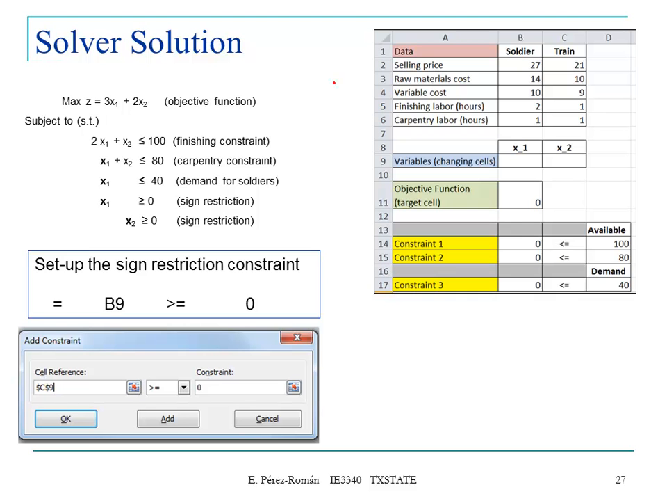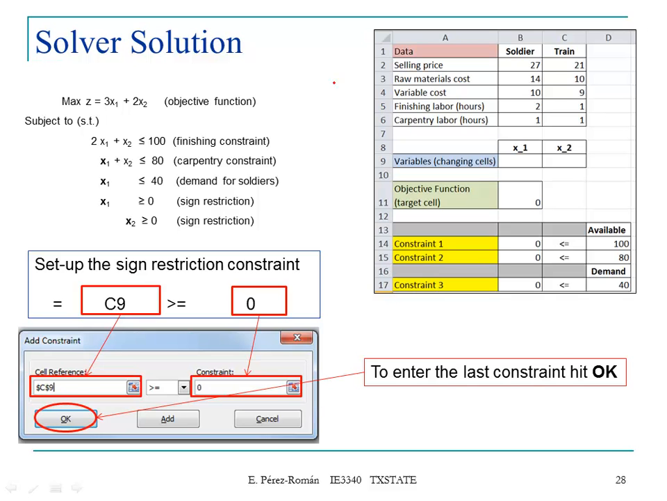Okay, so this is what I was telling you. You have three constraints, but you also need to tell the solver that you want those variables to be greater or equal to 0. You don't want negative values for your decision variables. So you need to set up the sign restrictions for each variable. We have two variables, x1 and x2, which are located in B9 and C9. I'm going to tell the solver the decision variable x1 is greater or equal to 0, and hit add. And the decision variable x2 is also greater or equal to 0. And since that is my last constraint, I hit OK.